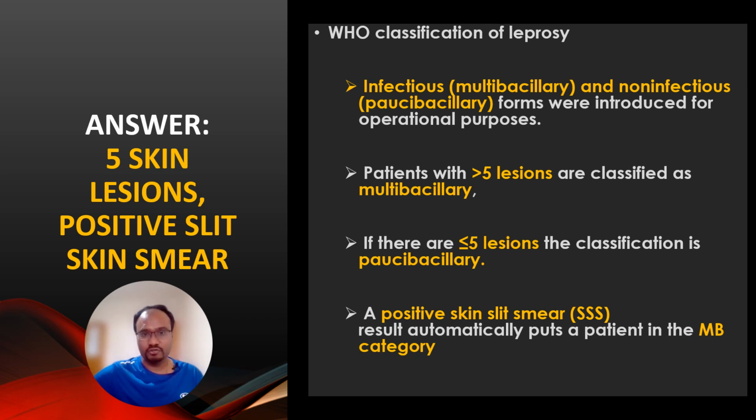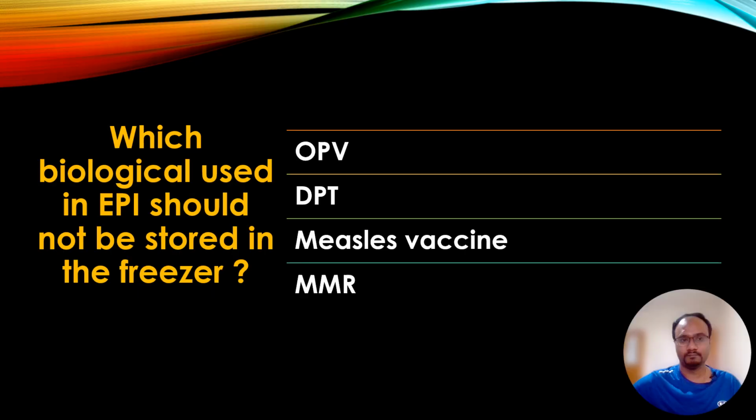Let us see the classification of leprosy by WHO. The WHO has classified leprosy into multibacillary or infectious form and non-infectious or paucibacillary form for operational purposes. And the patients with more than 5 lesions is called multibacillary. And if there are less than or equal to 5 lesions, then it is called paucibacillary. And a positive skin slit smear test will automatically put a patient in the multibacillary category. Let us go to the next question.